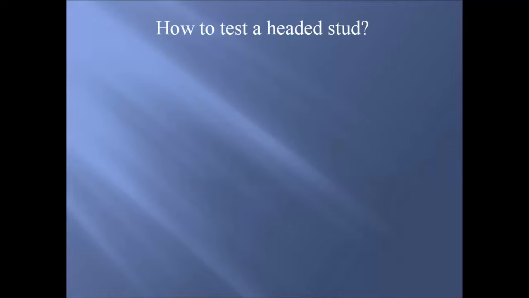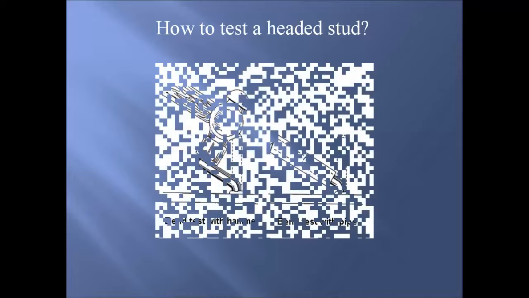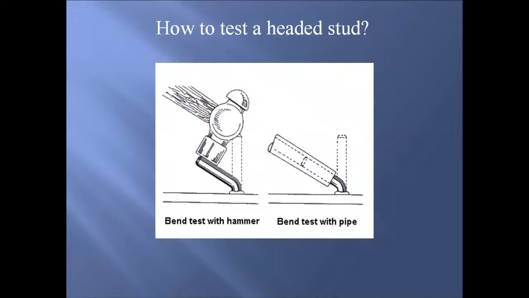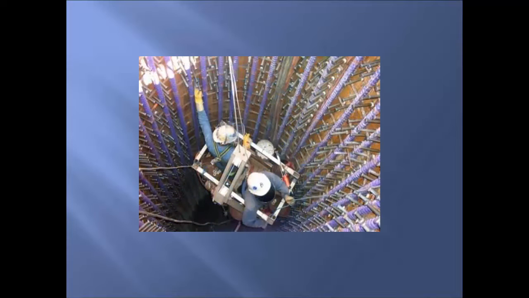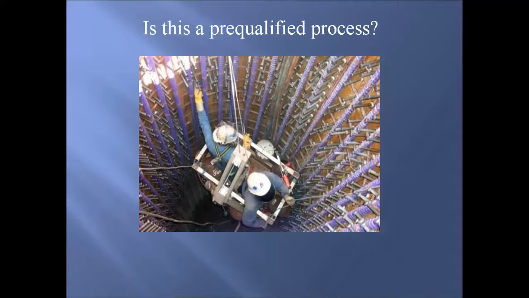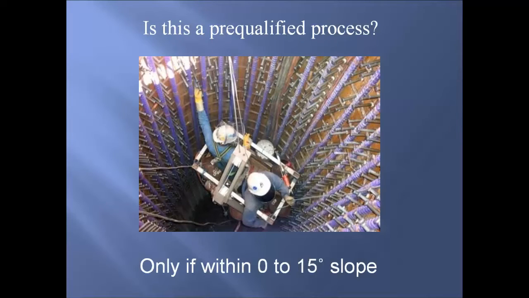Okay then, how do you go about testing a headed stud? The AWS D1.1 covers the technique of testing the flash weld of the stud and base metal by either using a hammer or a pipe to bend the stud to the required test degree. Got a question for you. Is this a pre-qualified process? As per the D1.1, only if the stud is within a 0 to 15 degree slope of horizontal.